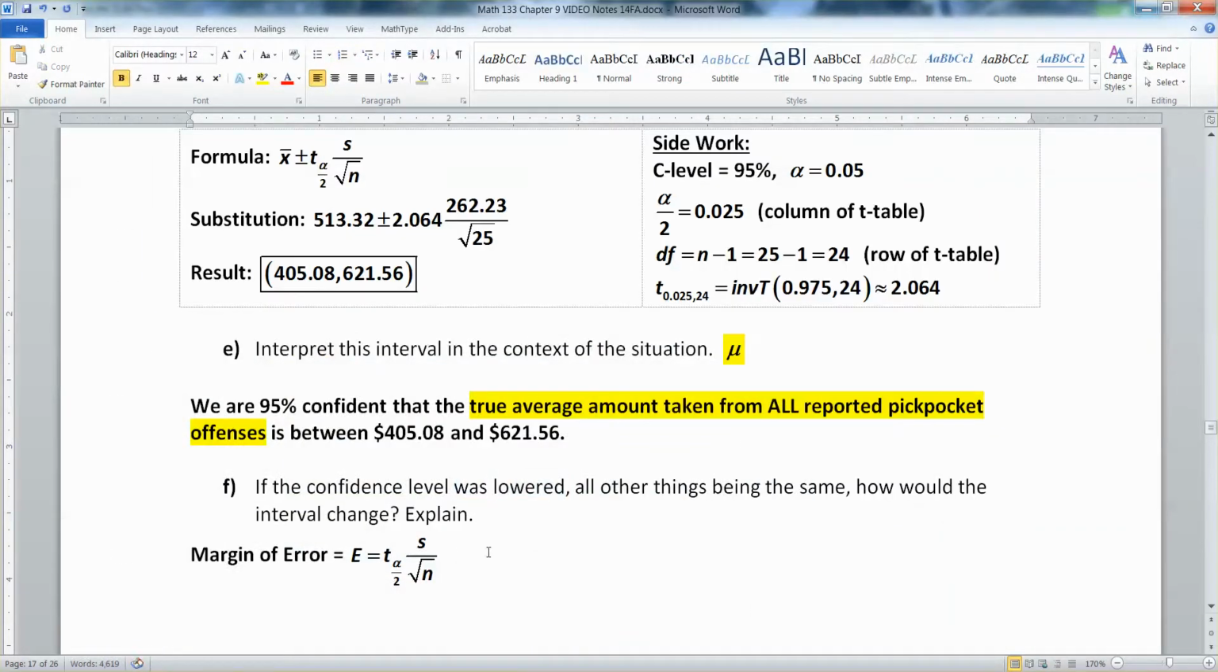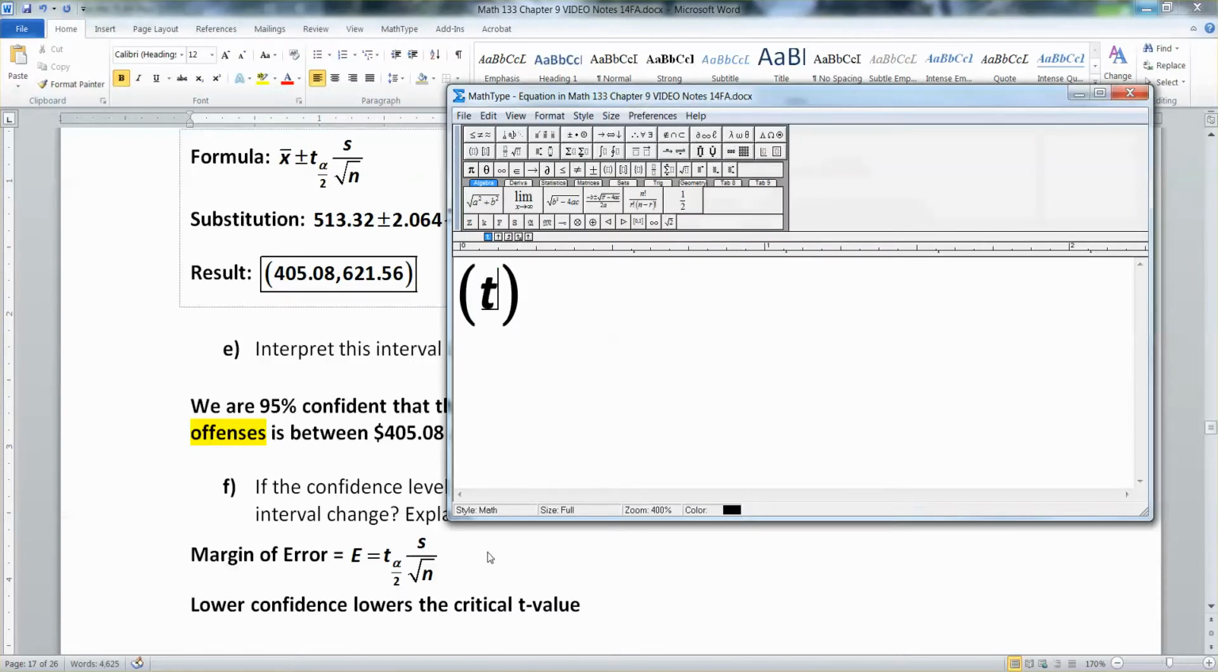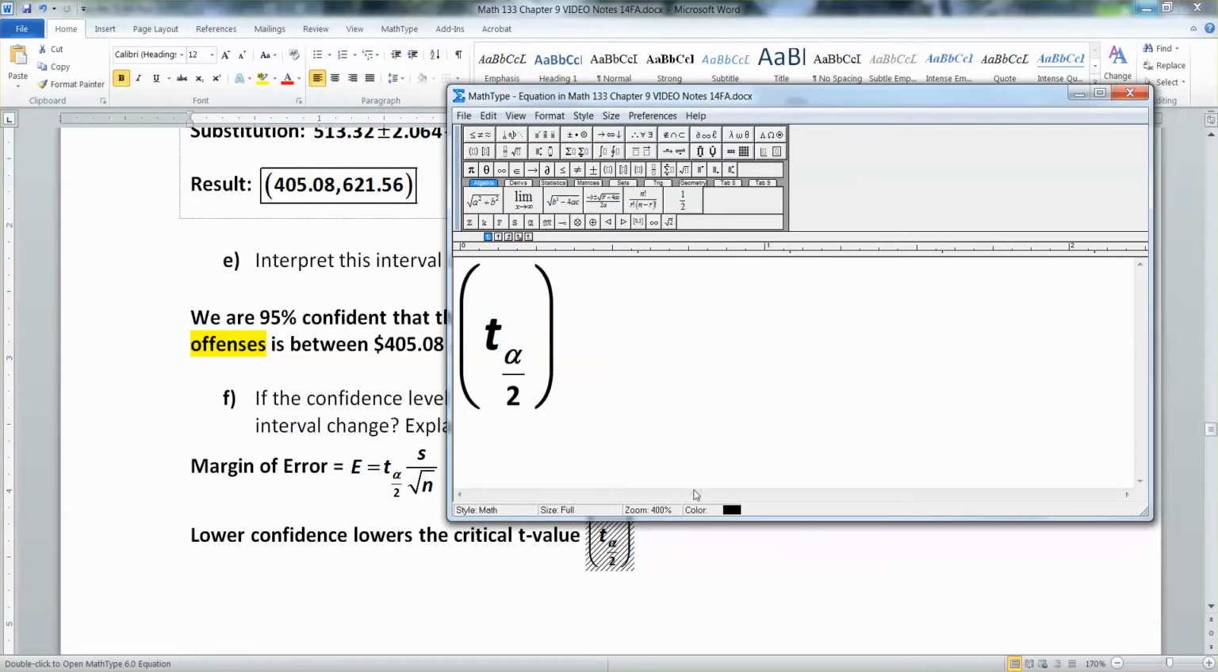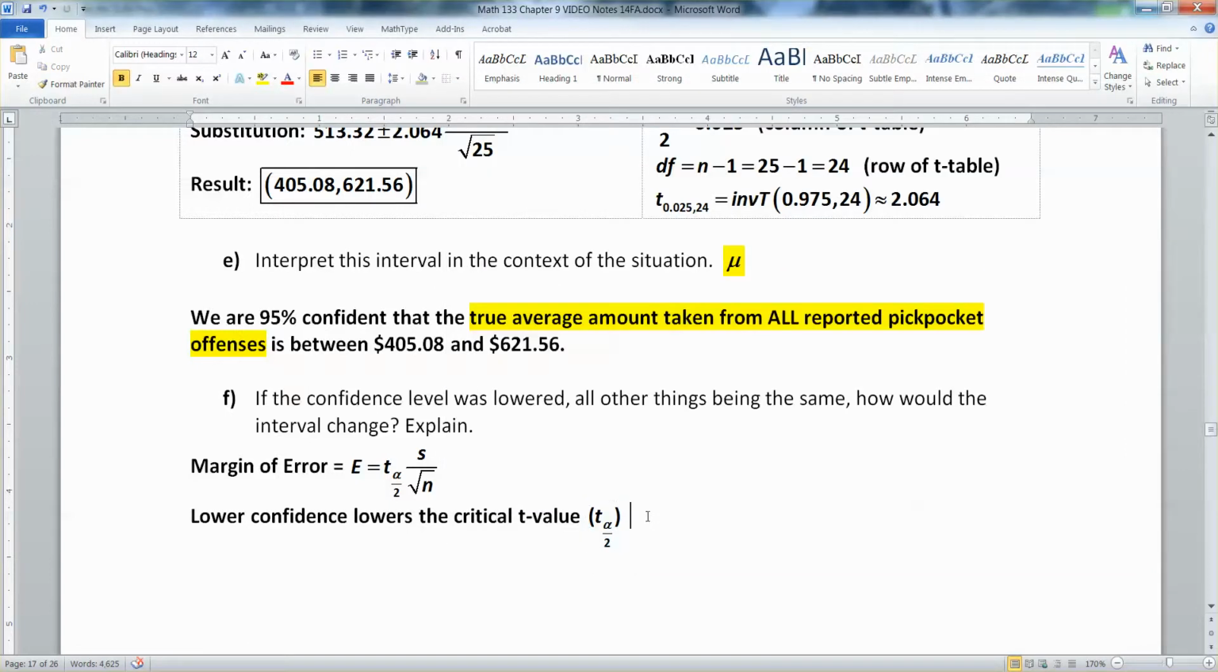So let me put it this way. Lower confidence lowers the critical t-value, which is t alpha over 2. That critical t value gets smaller. And that would cause the error, the margin of error, to get smaller.